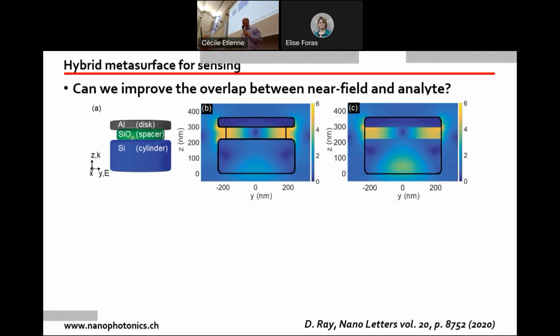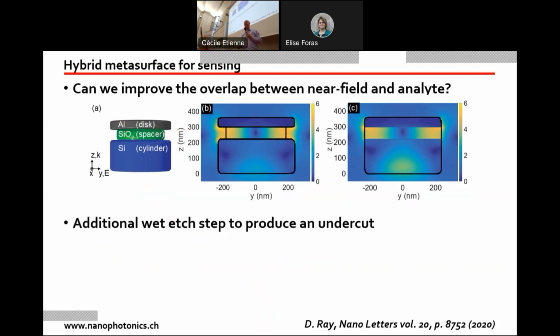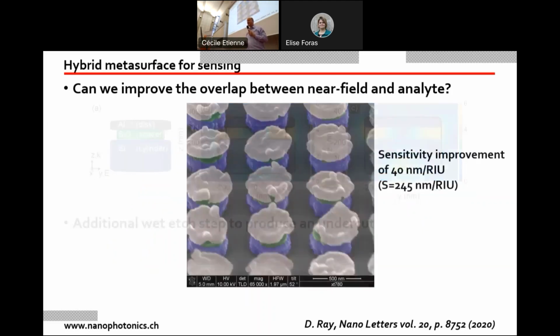So we thought maybe we can do that by making this glass spacer a little bit narrow. And like this, at least in the calculation, we would have something where the field could go out and probe its environment. So we made the spacer a bit thinner. Experimentally, you can do that by having an additional etching step, wet etch, at the end of the process. And this is what you end up with.